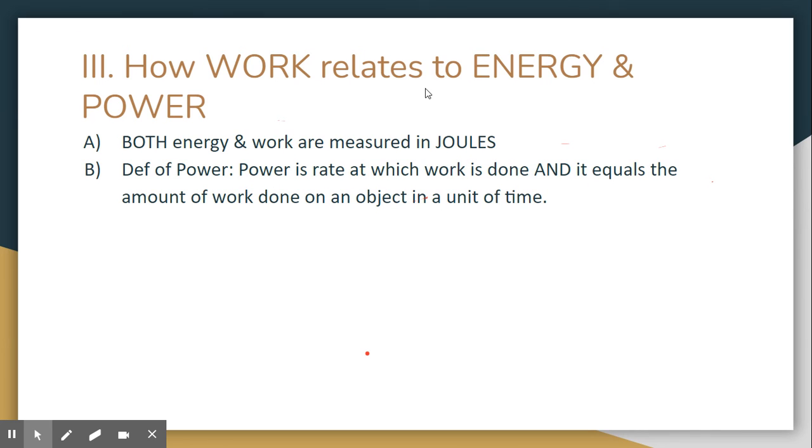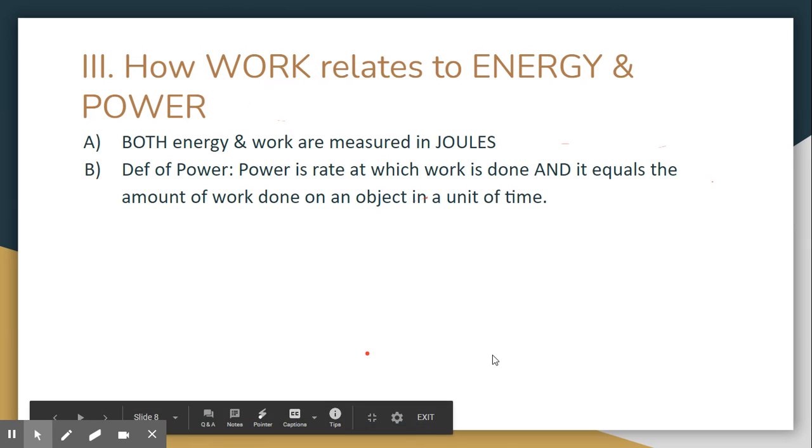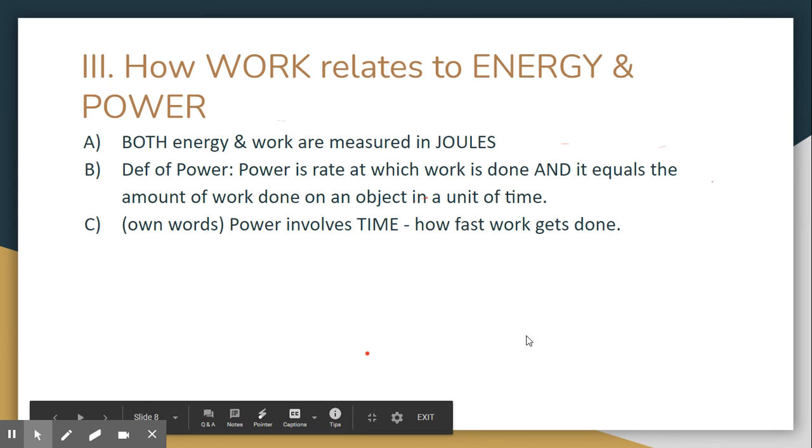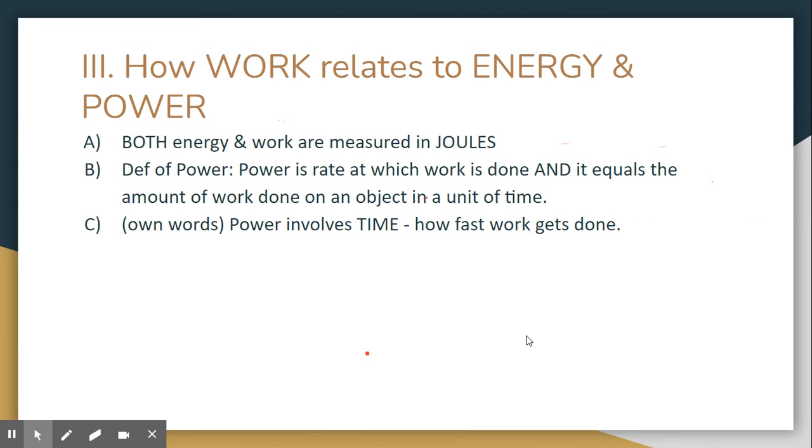Power is how quickly you get your work done. Okay, so power is the rate at which work is done, and it equals the amount of work done on an object in a unit of time. So how fast work gets done, that is power. So our formula, we worked with this a little bit yesterday. Power is how much work you do divided by the amount of time that you do it in.